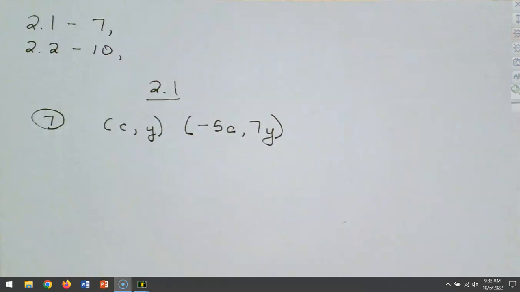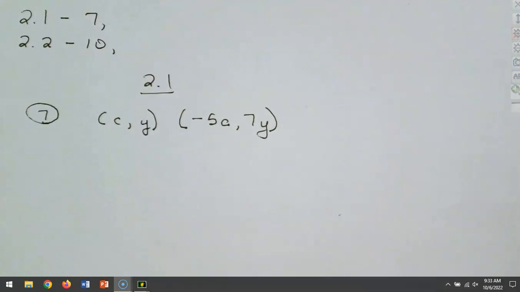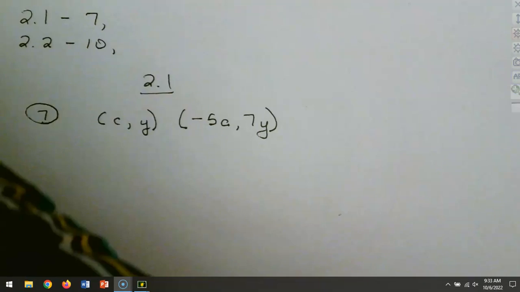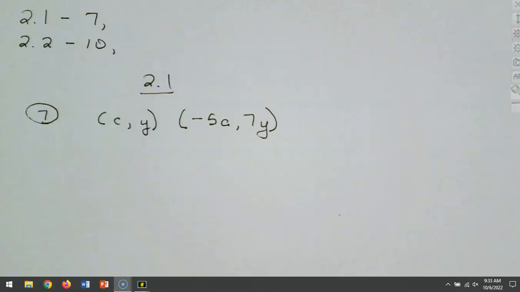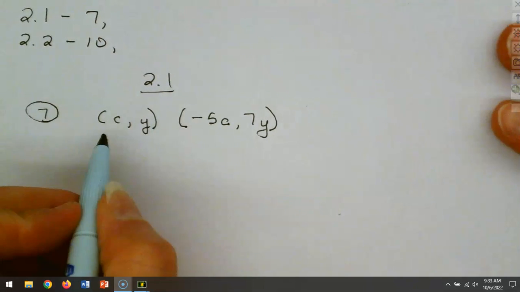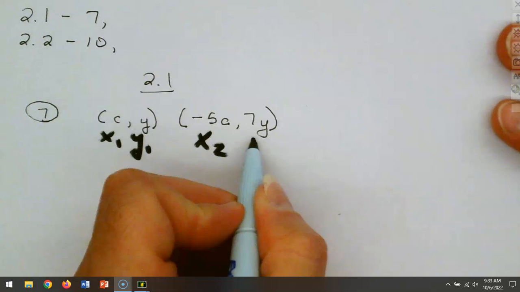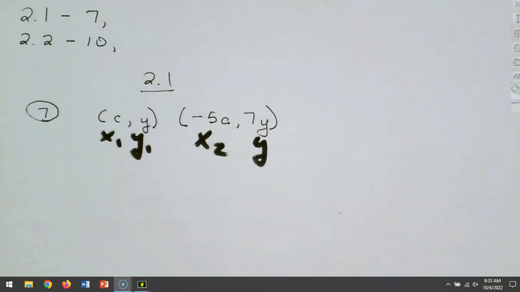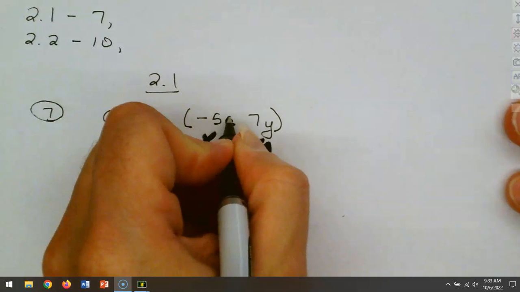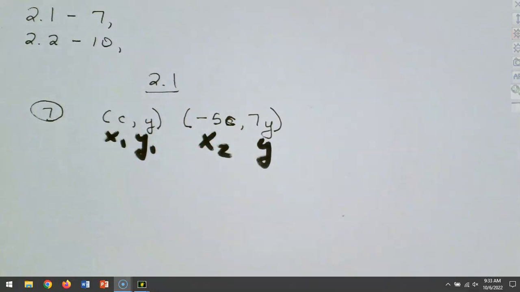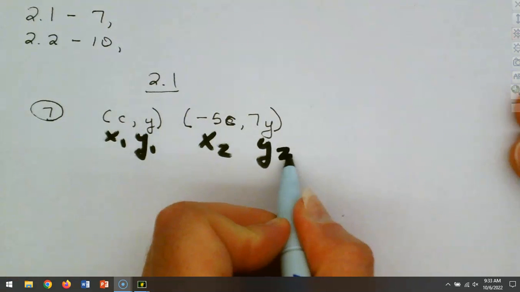And what we want to do is find our midpoint. Okay, so the first thing we're going to do is label our ordered pairs, x1, y1, and x2, y2. And that's a C there, not an A. Make sure it looks like a C. Okay, that's a C there. Now, we've got them labeled, x1, y1, x2, y2.